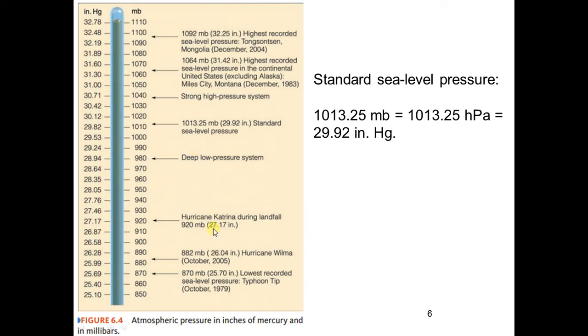During landfall, Hurricane Katrina had a sea level pressure of 920 millibars. The center of the hurricane has the quote-unquote minimum pressure, 920 millibars. It had been lower, but thankfully, Hurricane Katrina did weaken slightly before making landfall over New Orleans. Still did a lot of damage, right? Still flooded the city. The storm surge flooded much of the Mississippi coast.